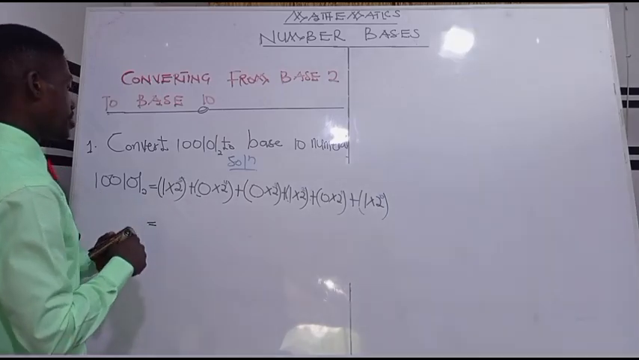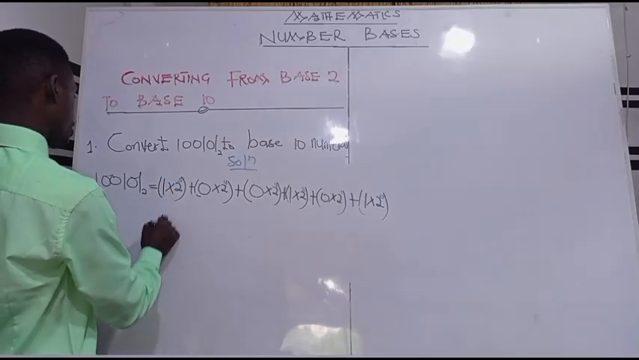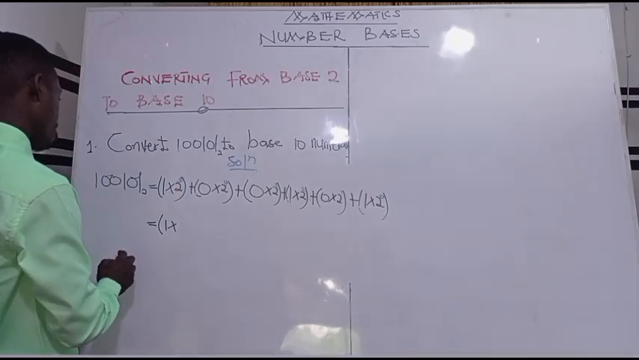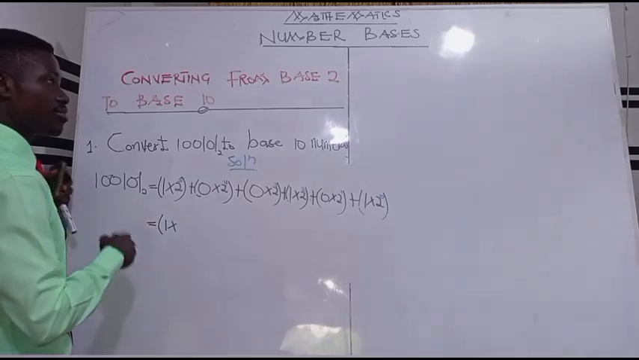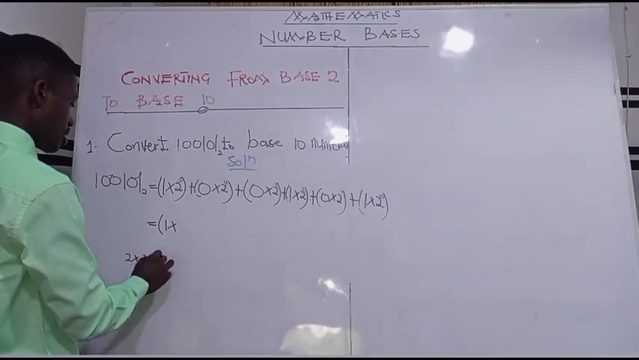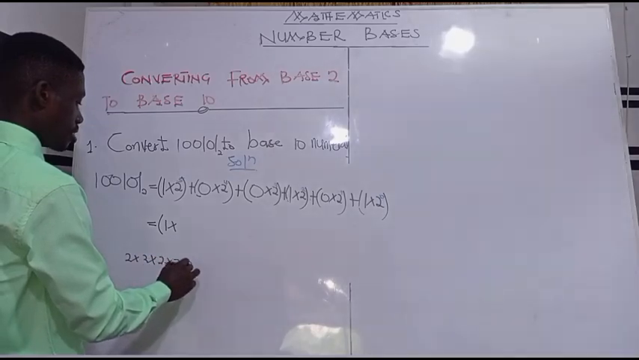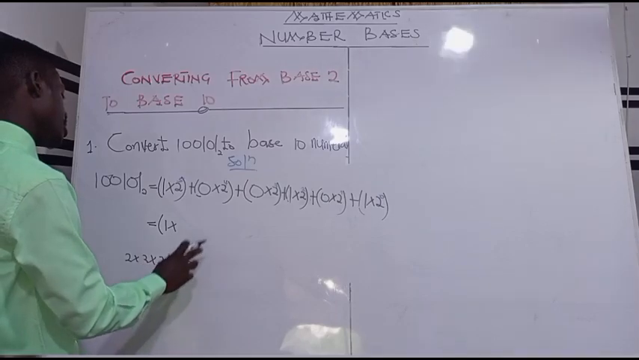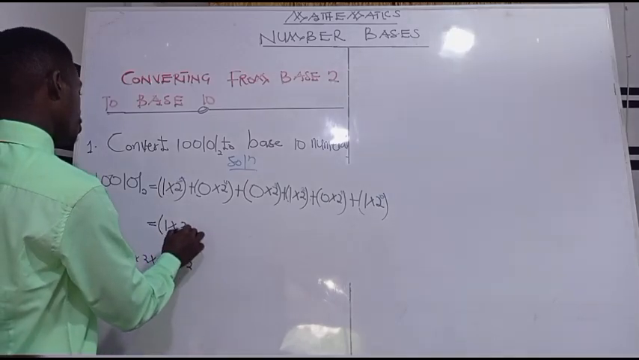So the rest is simplification. So we have 1 times 2 power 5. So 2 power 5 means that 2 is multiplying itself 5 times. And 2 power 5, we have 2 times 2 times 2 times 2 times 2: 2 times 2 is 4, 4 times 2 is 8, 8 times 2 is 16, 16 times 2, we have 32.